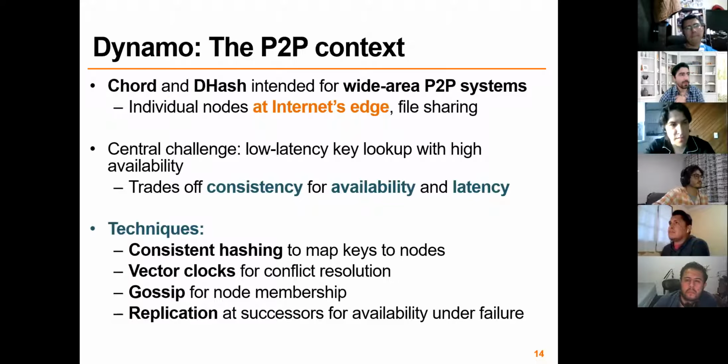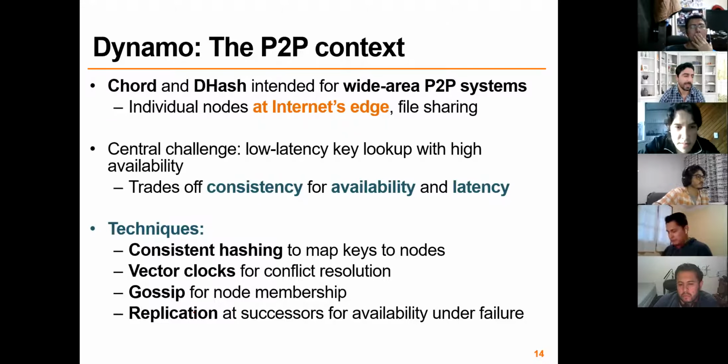So for Dynamo, we want to use consistent hashing to map keys to the nodes. We use vector clocks for conflict resolution. We use gossip for node membership. These are all going to be described hopefully by the groups. If something is missed, I'll cover it.